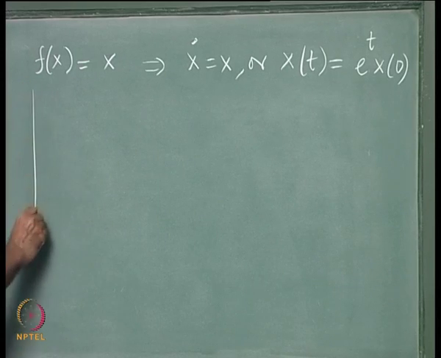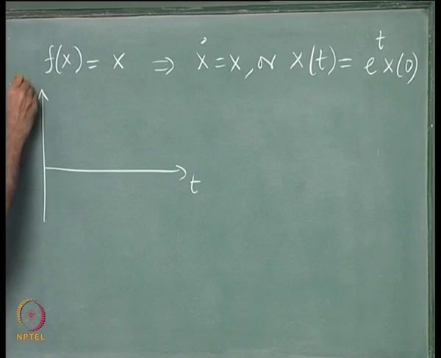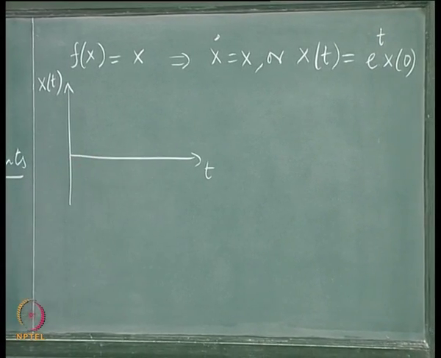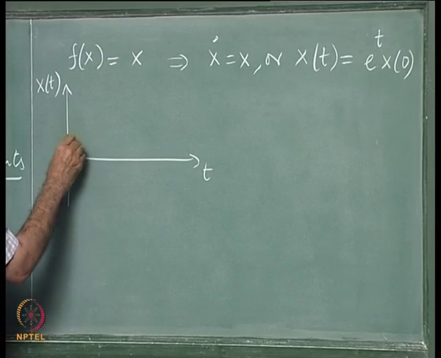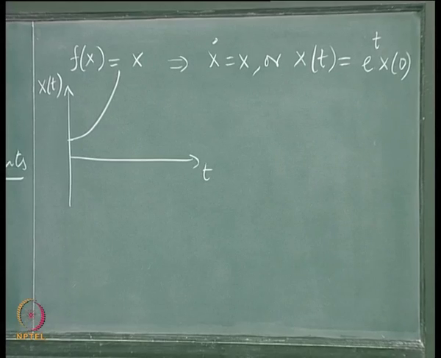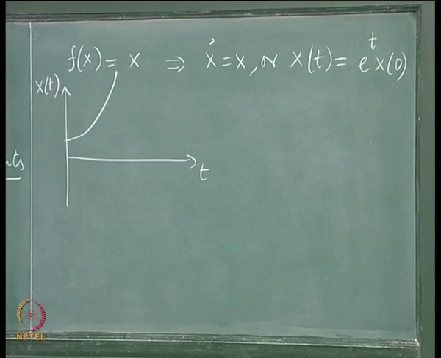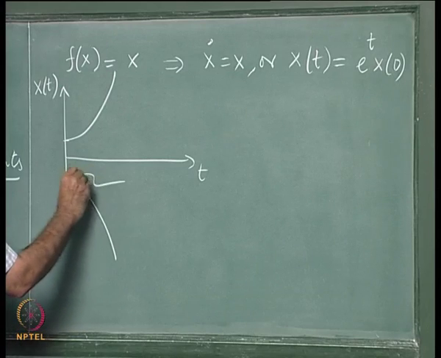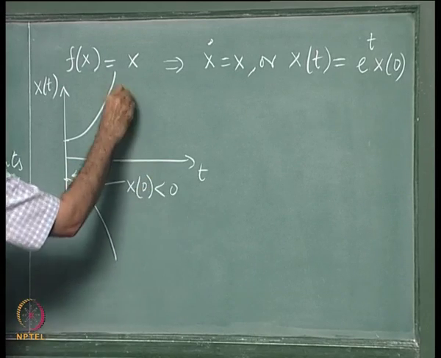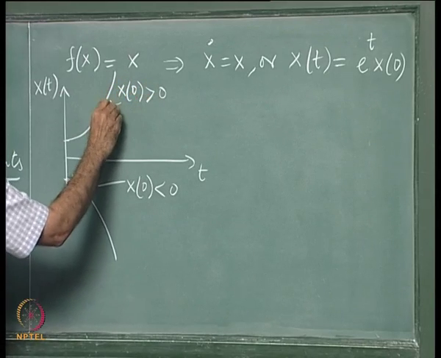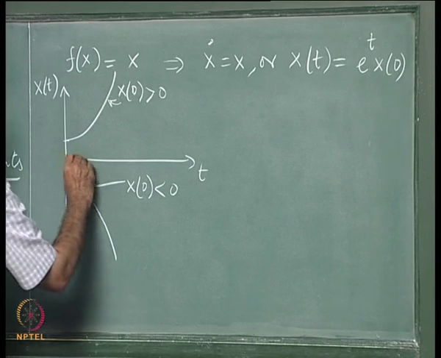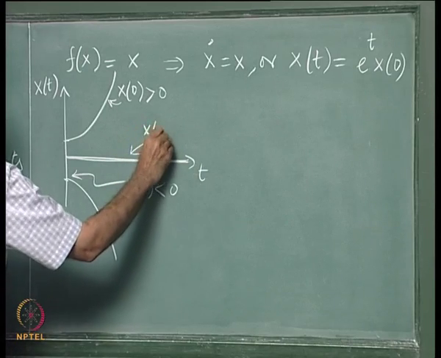What does the graph of x of t as a function of t look like? So here's t and here's x of t. It's immediately evident that if I start with a positive value for x of 0, a positive initial condition, then it starts at this point and takes off exponentially fast as a function of time, diverges like e to the power t. If on the other hand x of 0 were negative, it would diverge in this fashion. So this corresponds to x of 0 less than 0, and this is x of 0 greater than 0. If x of 0 should happen to be 0, you started with 0 as the initial value, then of course you remain right here on this graph itself. So this would correspond to x of 0 equal to 0.